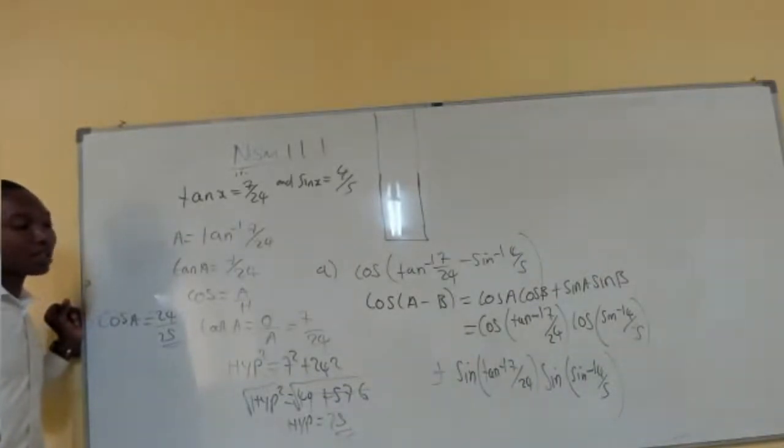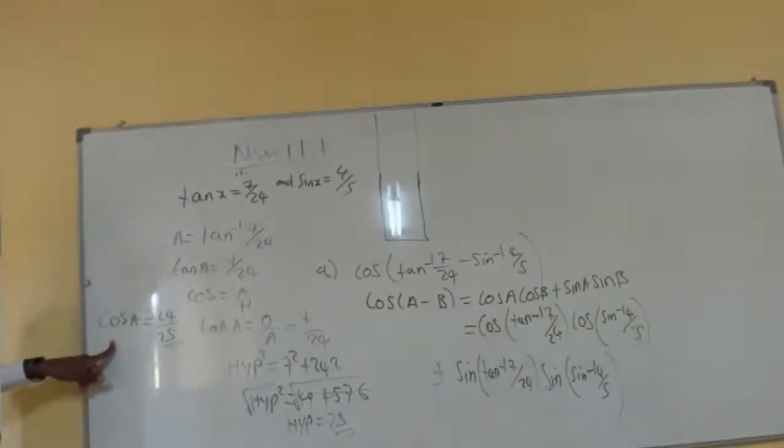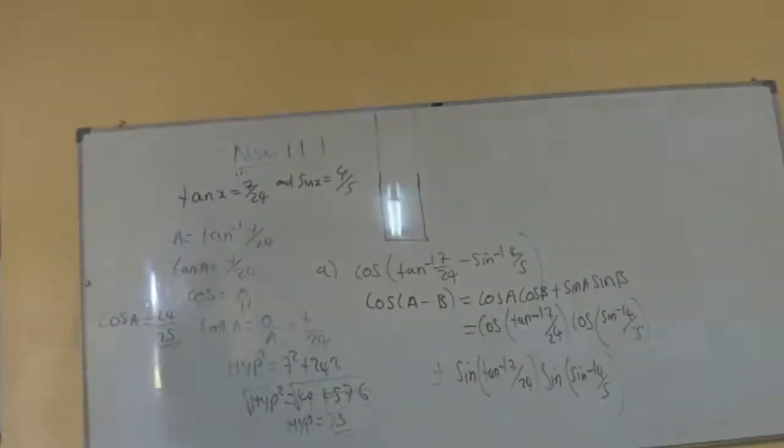So now that we know that the hypotenuse is 25, we're going to use this 25 as the hypotenuse to find cos A. So cos A is 24 over 25, right? Since we are still dealing with A, let's also find sine A. We found cos A, let's find sine A.